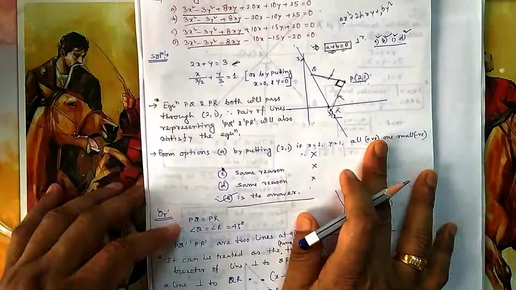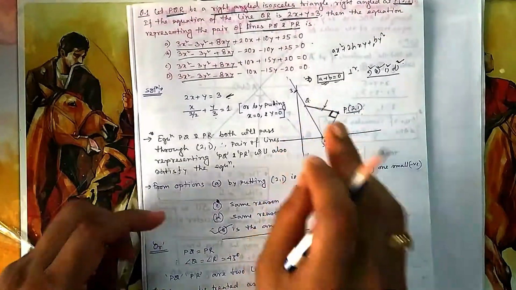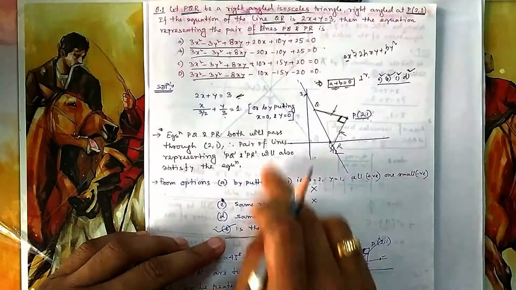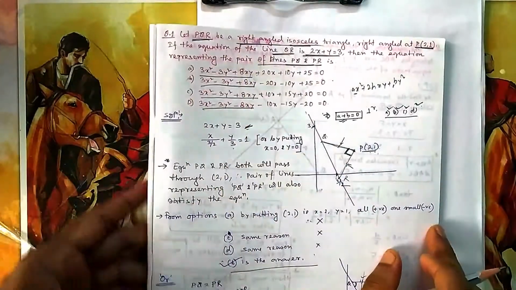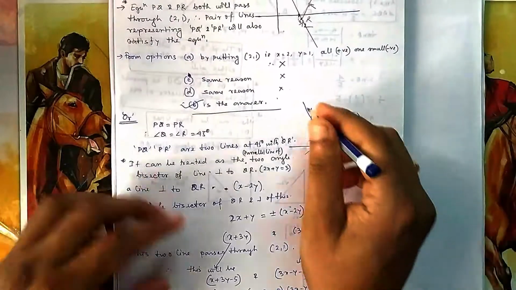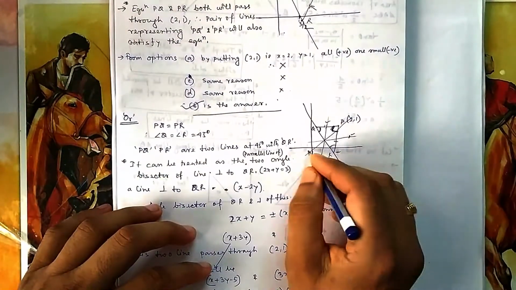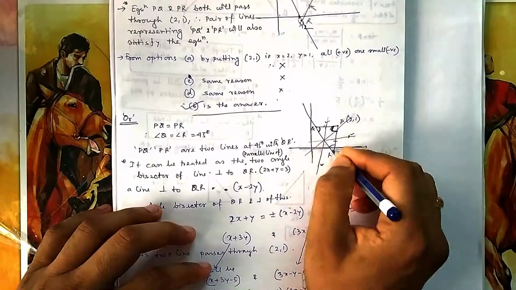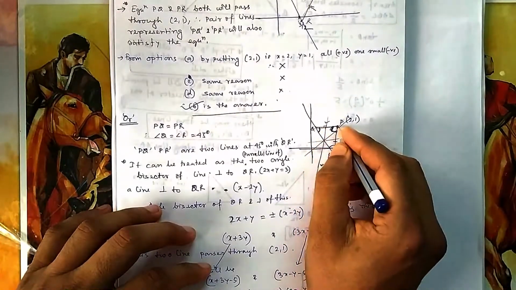Without solving anything, just using some concepts of coordinate geometry, you can find it out, B is the correct option. Now suppose we have to solve it, then how can we solve it? So that's why I am drawing it one more time. So this is the line suppose, and this is my PQR. So I need to find these lines.